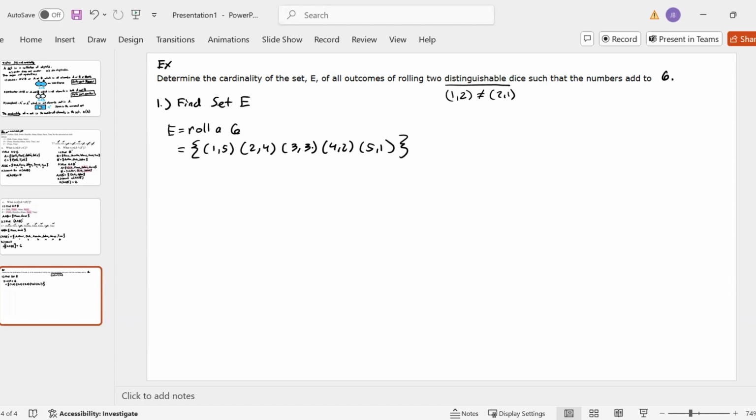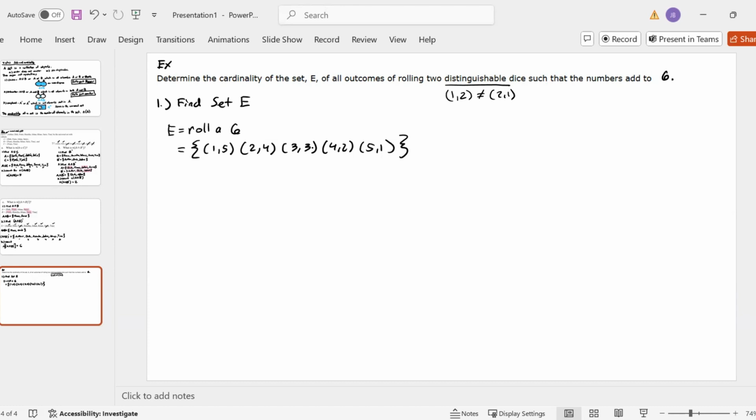Okay, so do I have all of them? 1, 2, 3, 4, 5. Yep, I have all of them. Now, if you're wondering, why is there only one 3, 3? Because there's only one way you can roll a red 3 and one way that you can roll a blue 3. So 3, 3 is the only one that doesn't have it twice. And that's the same for all dice: 1, 1, 2, 2, 3, 3, 4, 4. All of those, they only have one roll.